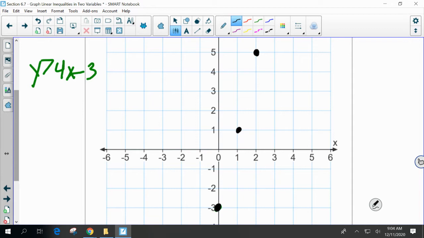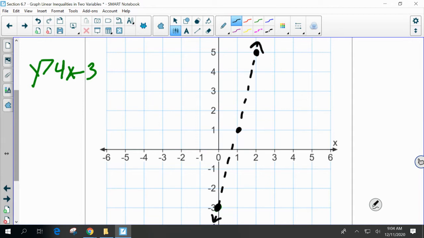And then this is a greater than symbol, so this has to be a dashed line, not a solid line. So you're going to just draw in a dashed line. What that means is it doesn't include anything on that line. Yes, why is there a point at 1, 1? Because I went up 4, right 1. Oh, yeah, okay. Thank you. So this means that nothing on this line would be a solution to this inequality.